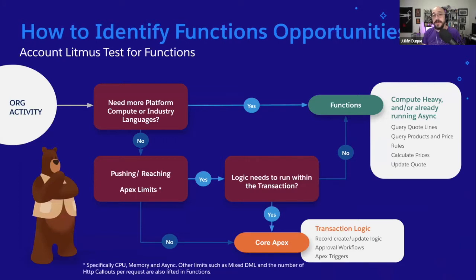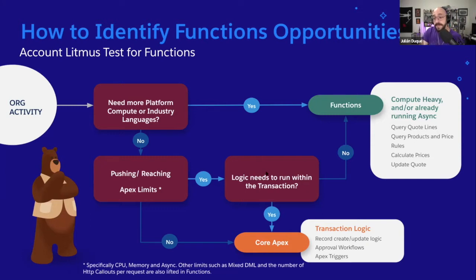How to identify functions opportunities, how to see if we need functions in our application. So this is a flow chart we can use. Do we need more platform compute or to use industry languages to create our solution? Yes, okay, go and do that on functions. If we don't need more platform compute, or if we don't need industry languages, there is another question for us. Are we reaching the Apex limits, or are we pushing the Apex limits? Do we need to go further than the governor limit?